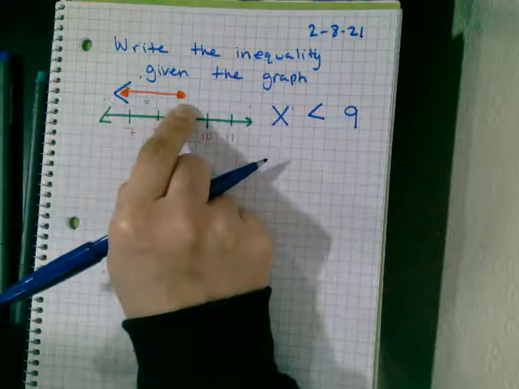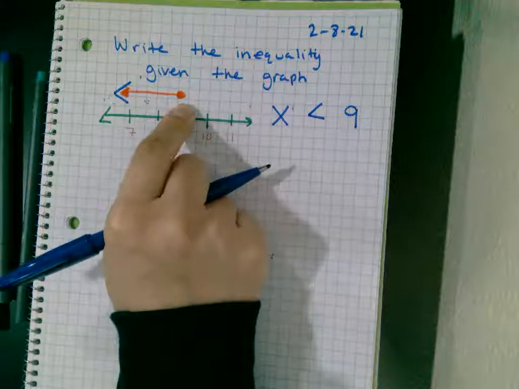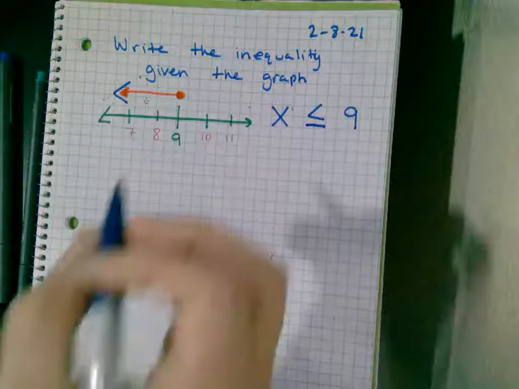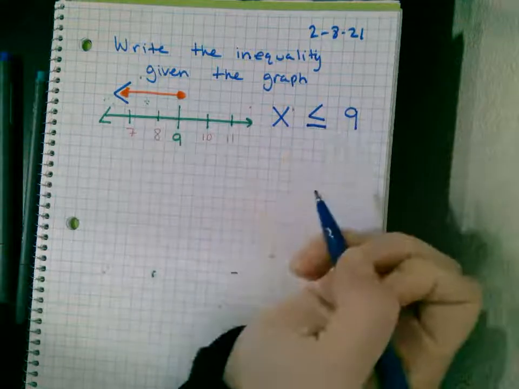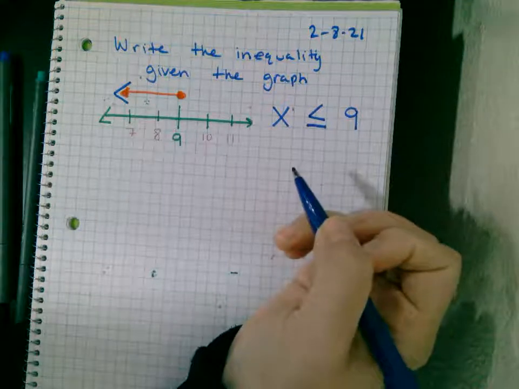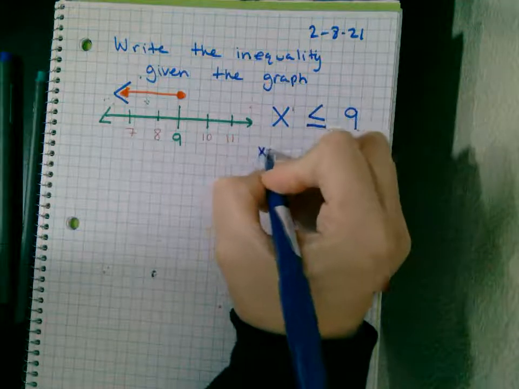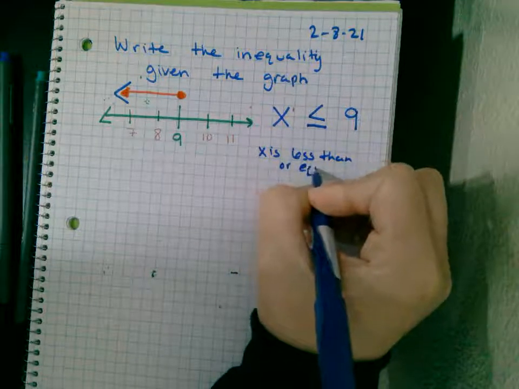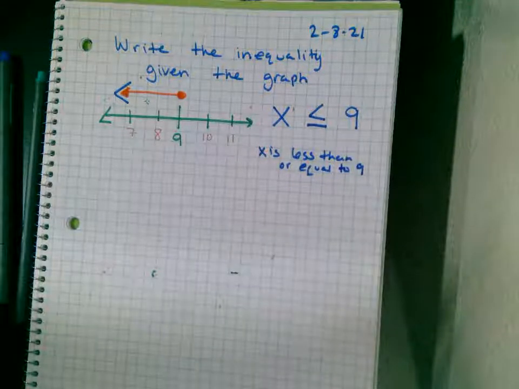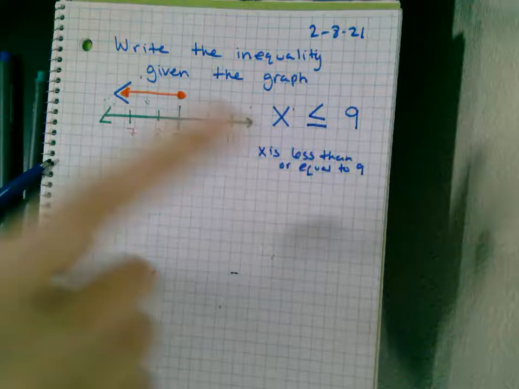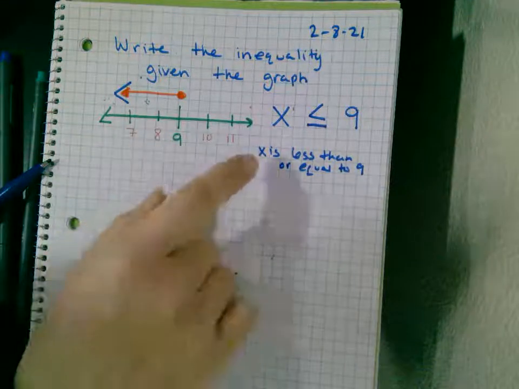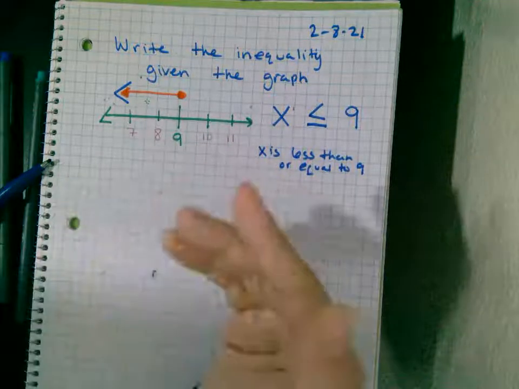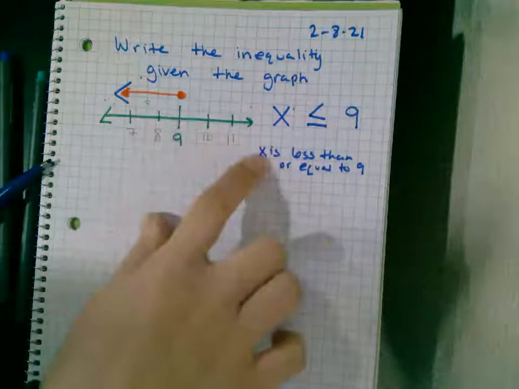Now you see, and it's a closed circle, right? So when it's a closed circle, you're going to put the extra little line on there, okay? So because it's a closed circle, you're going to add that little line, right? You would write this as X is less than or equal to 9. Okay. Honestly, I don't expect you to write this down for every problem. We're just doing it right now, this example, so you understand it. This is read as X is less than or equal to 9.